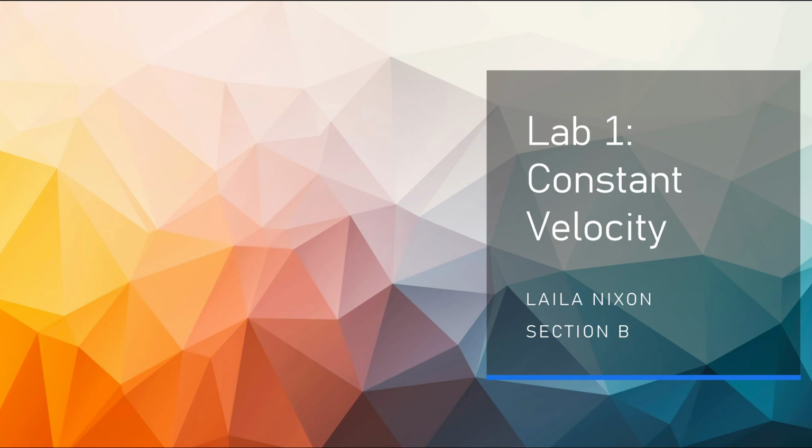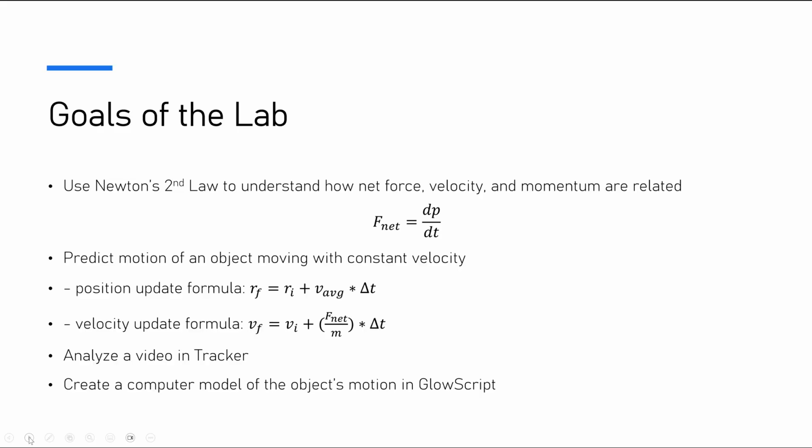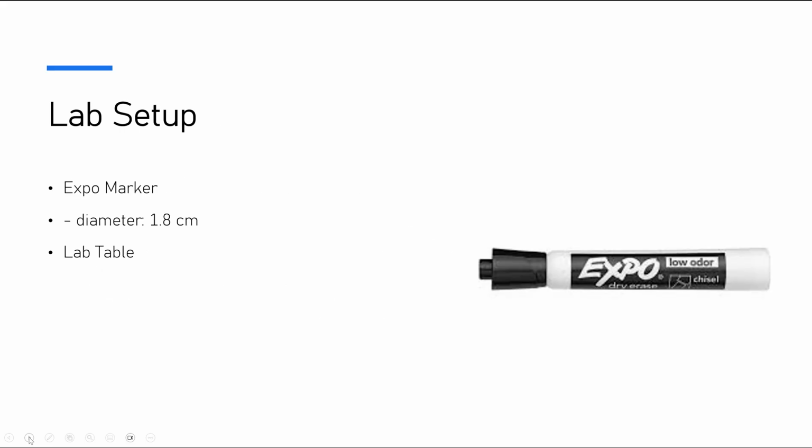And this is my lab report for Lab 1, constant velocity. So the goals of this lab were to use Newton's second law to understand how net force, velocity, and momentum are related. We used the equation F net equals the change in momentum over the change in time. This was used to predict the motion of an object moving with constant velocity.